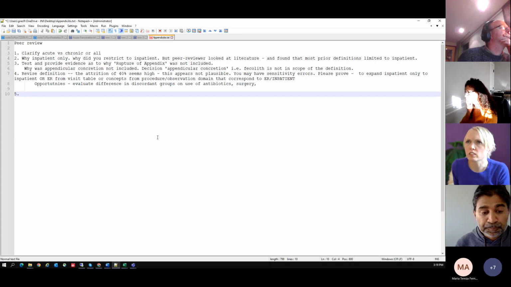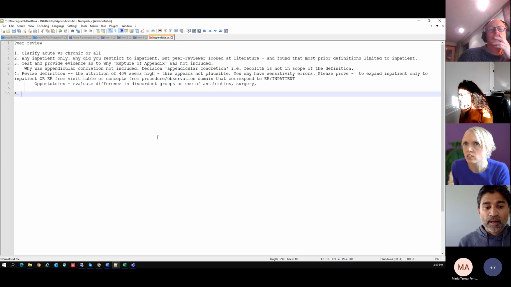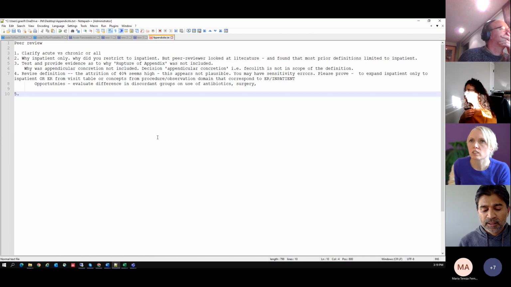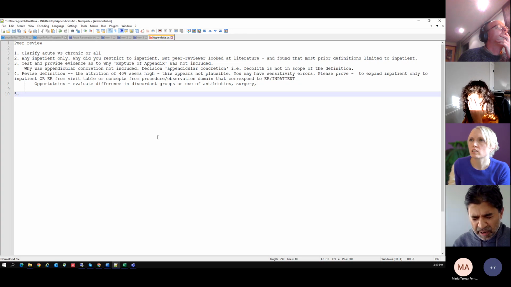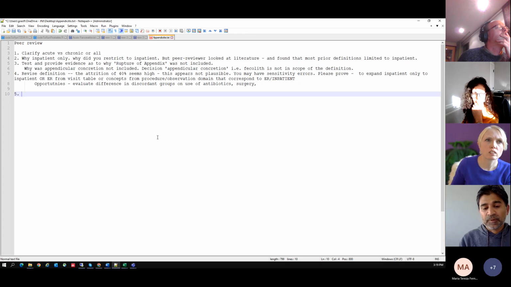Didn't the original diagnosis include ER? It did. So Andrea, the comment here is an assertion that there are people who the data is not classifying as inpatient or ER, but who seem to have procedures and care patterns consistent with inpatient or ER.